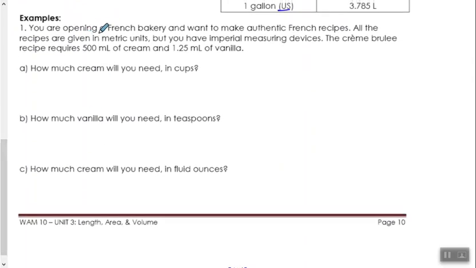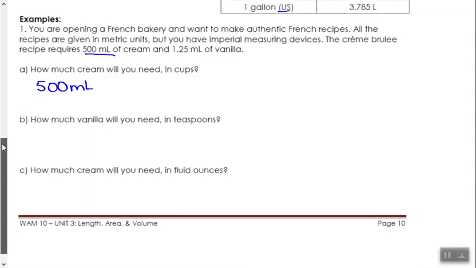So you're opening a French bakery and you want to make authentic French recipes. All the recipes are given in metric units, but you have imperial measuring devices. Shucks. Okay, so the creme brulee recipe requires 500 milliliters of cream and 1.25 milliliters of vanilla. So how much cream will you need in cups? Well, where is my cream? So 500 milliliters of cream is what I need. So I have 500 milliliters, and I want to get that into cups.